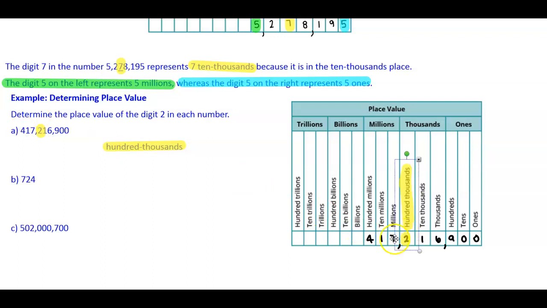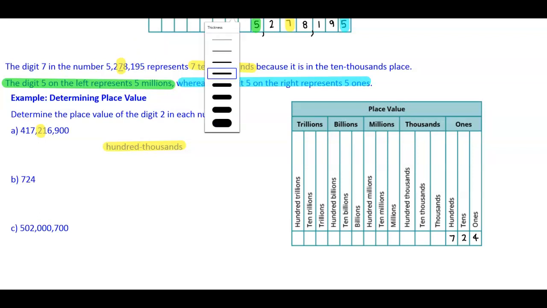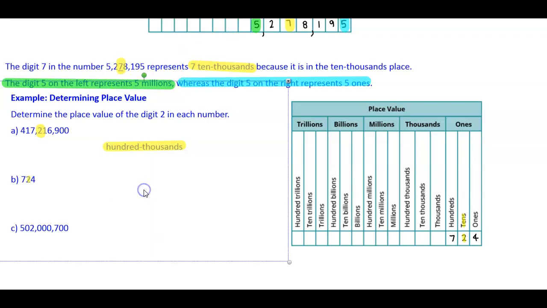Okay, so let me go ahead and erase that and then use the next number. The next number that we're dealing with is 724. So we have 4, we have 2, and then we have 7. Again, in this problem, we want to determine the place value of the 2. The 2 is located in the tens. So therefore, our location is in the tens place.